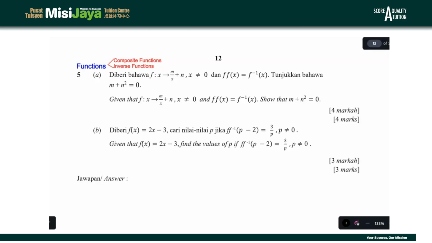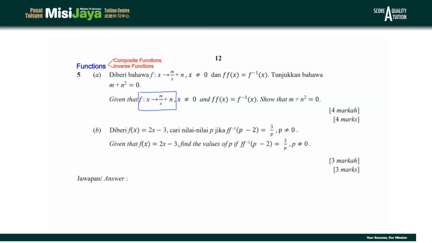Okay, let's look at question number 5. So this is on functions. For functions, you need to know about composite functions and inverse functions. Okay, so let's look at question 5a. Given that f(x) is equal to m over x plus n, whereby x cannot be equal to 0, because if x equals 0, then it will become infinity.